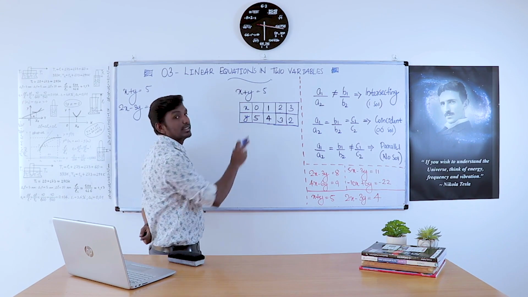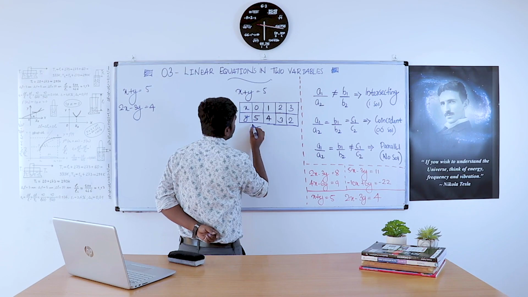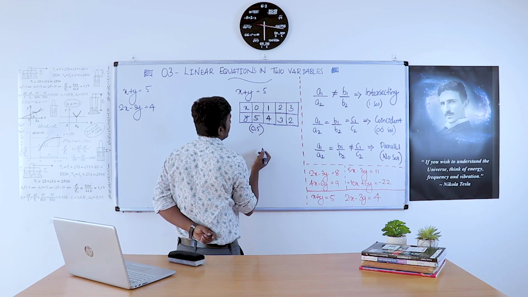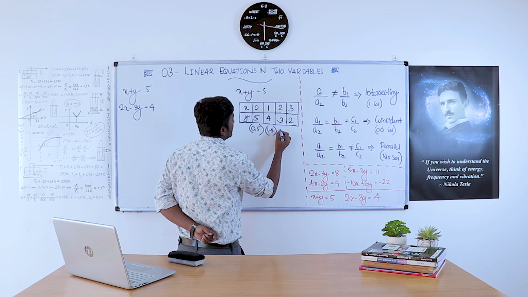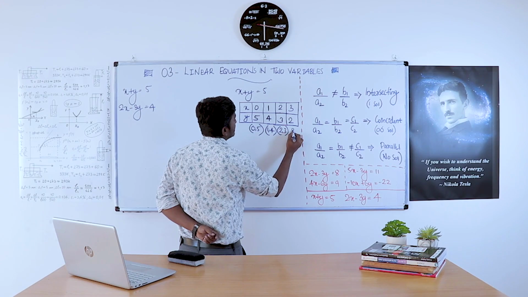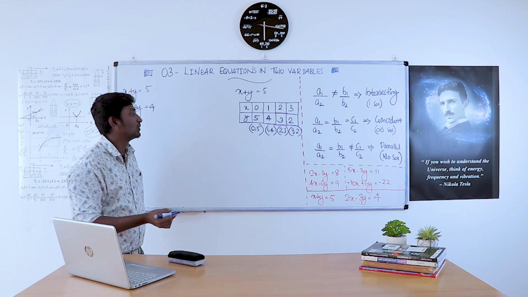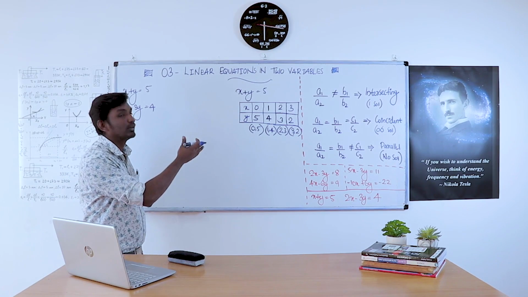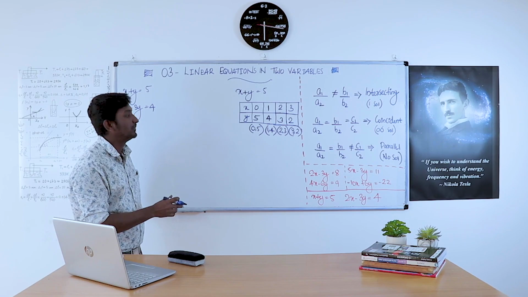These can be taken as coordinates. First is 0, 5: x 0 and y 5. Second is 1, 4: x 1 and y 4. Third is 2, 3: x 2 and y 3. Fourth is 3, 2: x 3 and y 2. These are the four coordinates, and based on these coordinates we can draw the graph.